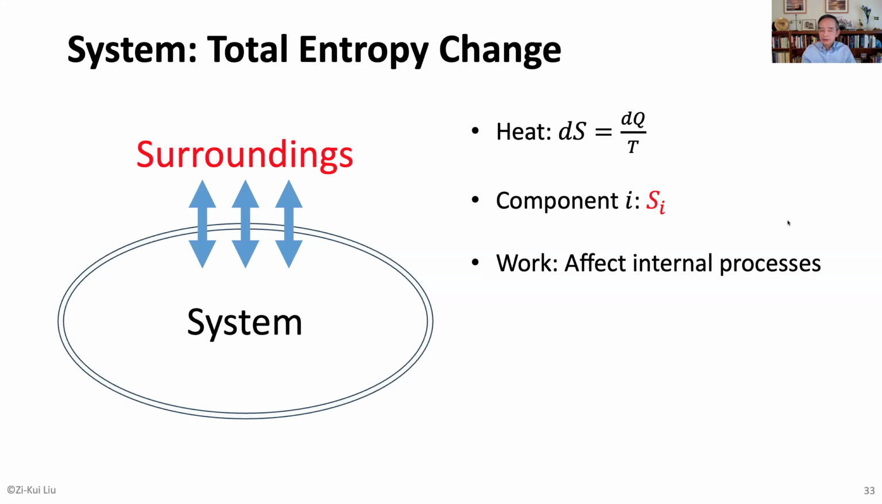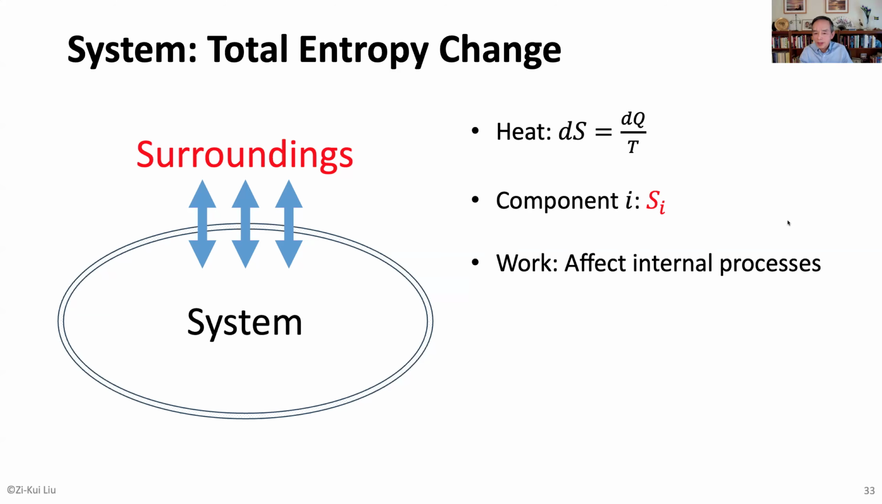And we always learn in the textbook of thermodynamics that work does not affect entropy. However, when the surroundings put work into the system, it affects the internal processes, right? So the system will do something and rearrange. Of course, when you put heat into it, the system is also going to rearrange, with some internal process. When you put some component into it, the system is also going to have some internal processes. So the work contributes to the occurring of internal processes.